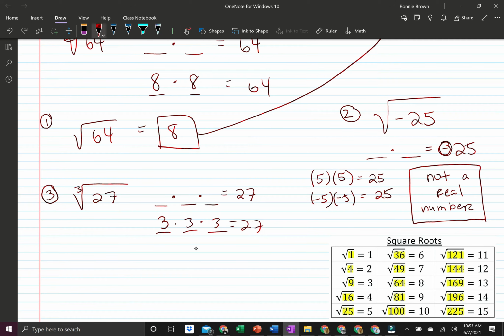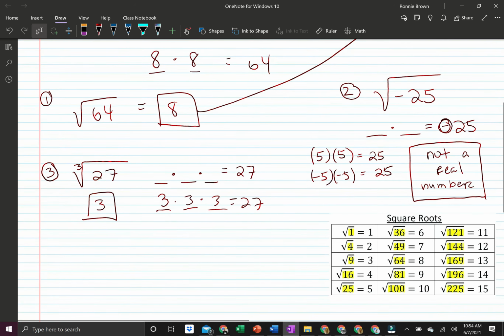So 3 is our solution. The cube root of 27, or the third root of 27, is 3. All right, let's see. How about another one somewhat similar to that?